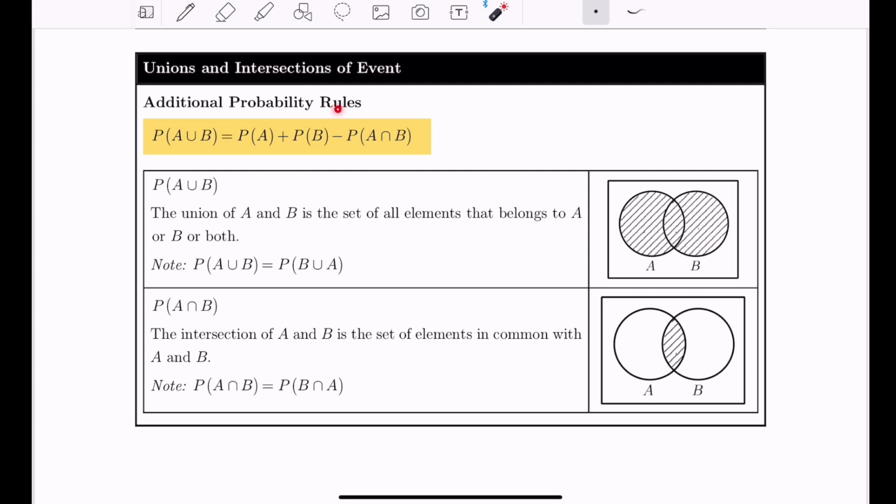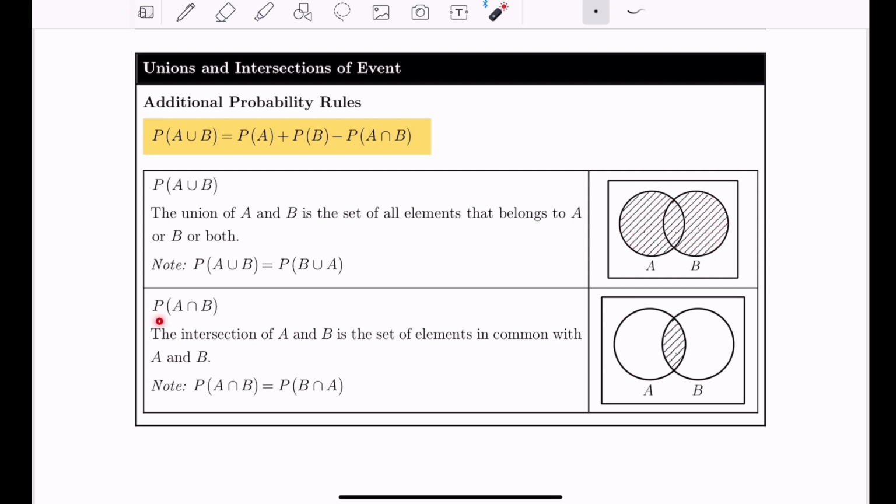So, additional probability rules: probability of A union B equals probability of A plus probability of B minus the probability of the intersection between A and B. Probability of A union B is the union of A and B, which is the set of all elements that belong to A or B or both. Please take note that probability of A union B equals the probability of B union A. If we illustrate using a Venn diagram, the shaded region is what we mean by probability of A union B.